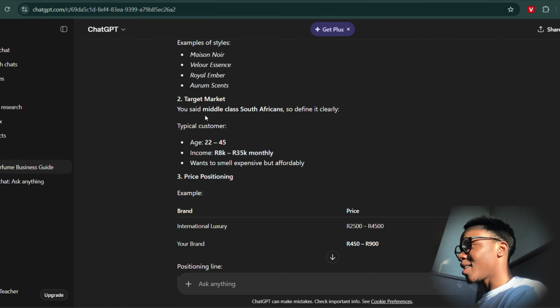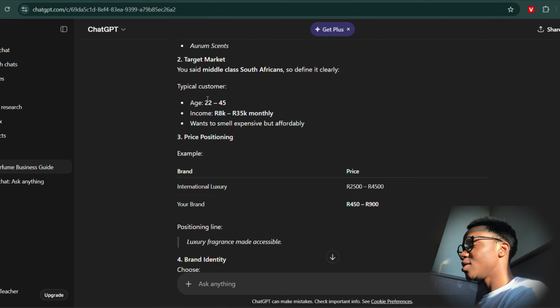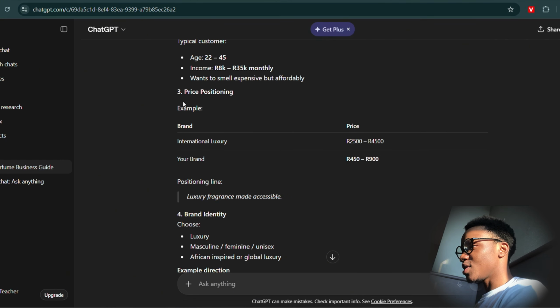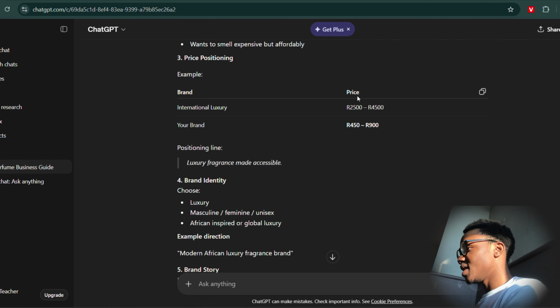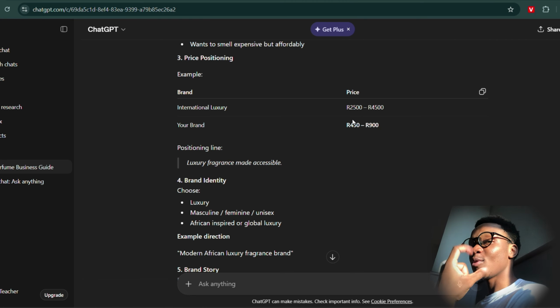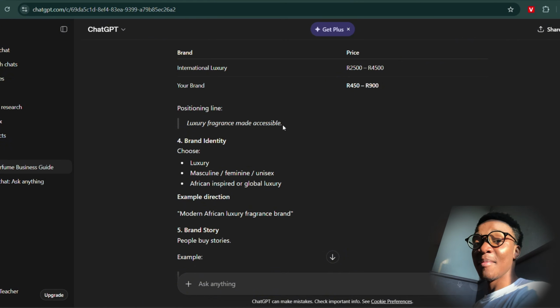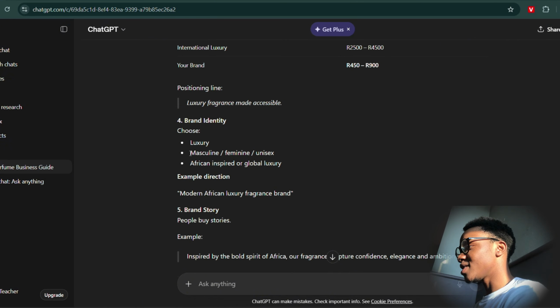Target market: you said middle class South Africans, so define it clearly. Age 22 to 45, income 8K to 35K, wants to smell expensive but affordable. Price positioning: international luxury is very expensive, and here in South Africa it runs around 2,500 to 4,500 per scent. Your brand will be 450 to 900 rand. Positioning line: luxury fragrance made accessible. This was actually quite interesting.